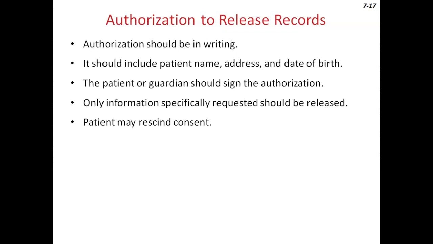A general guide for the authorization to release records would be as follows. The authorization should be in writing, and it should include the date on which consent expires. The authorization should include the patient's name, address, and date of birth. The patient or guardian should sign the authorization, and only the information specifically requested should be released. Requests for information should also include a specific description of the information that's needed and the purpose for which the data will be used. The patient also has the right to rescind consent anytime they want to.